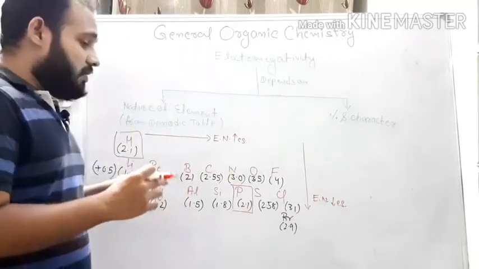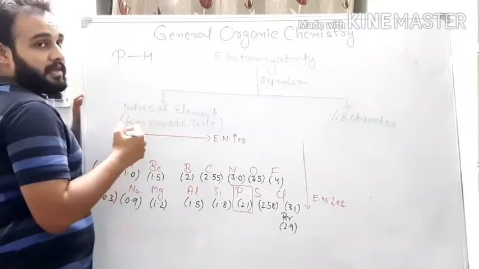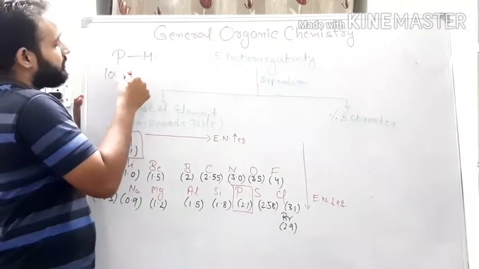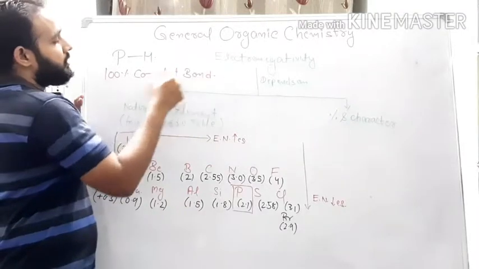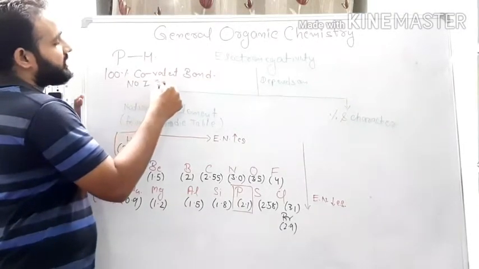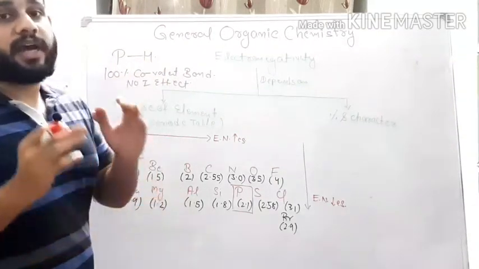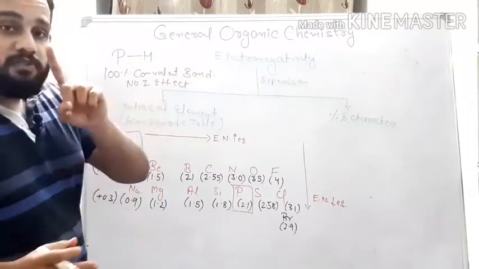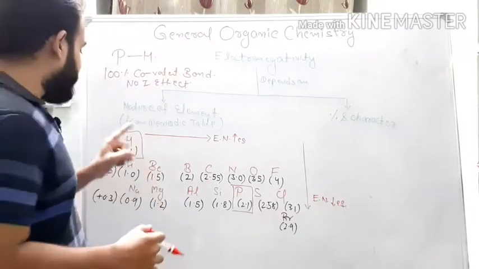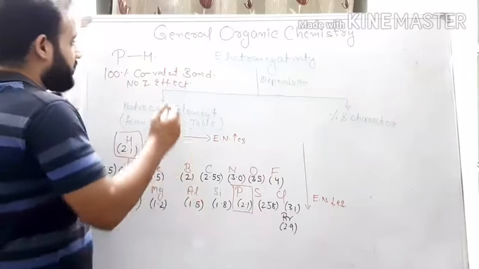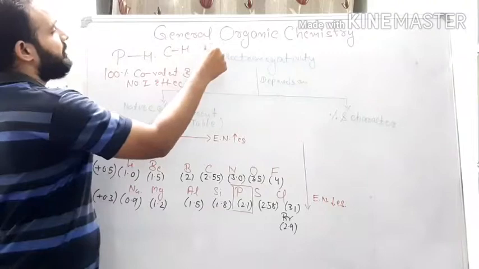Okay, but when you consider a P-H bond, a bond between phosphorus and hydrogen, it is a 100% covalent bond. Remember, no I effect is present here. Why? Because the electronegativity of both phosphorus and hydrogen is the same. That is the first point. The next point is, no inductive effect is considered between a carbon and hydrogen bond. Okay, so for carbon and hydrogen, there is no I effect considered. Remember.